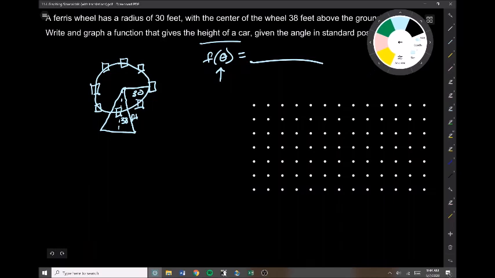So I'm going to clean this up a little bit. We basically have a unit circle, only this point here isn't 0, 0. This point here is 30, 38. Because this is the point 0, 38. Because the center is starting 38 feet above the ground.